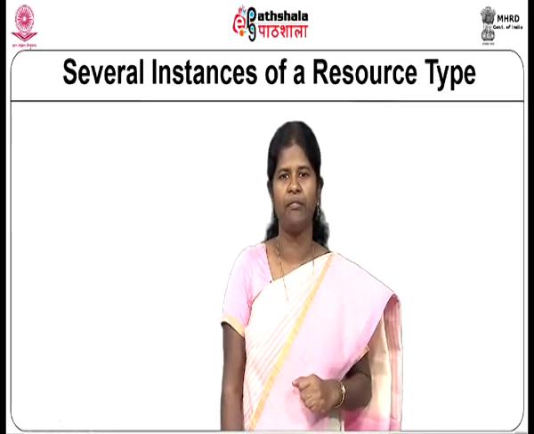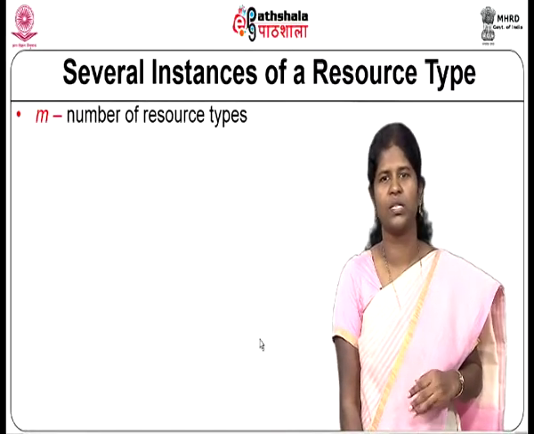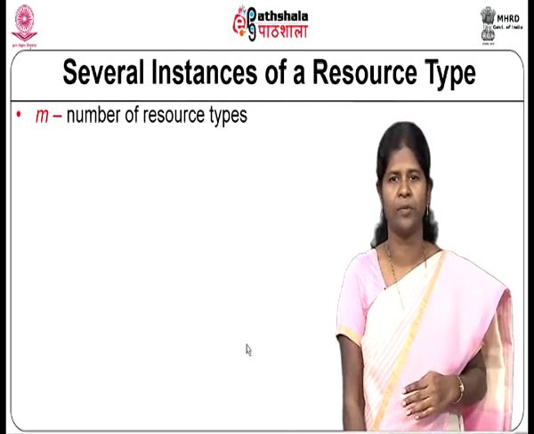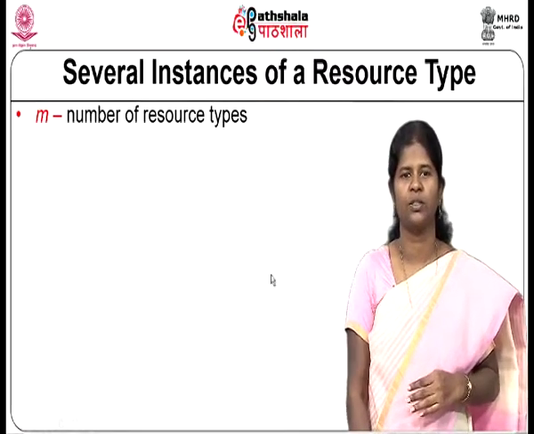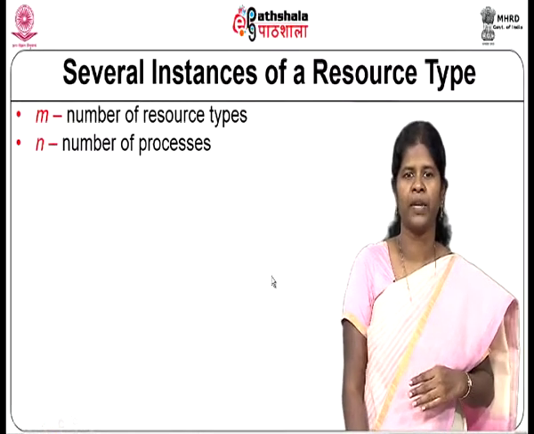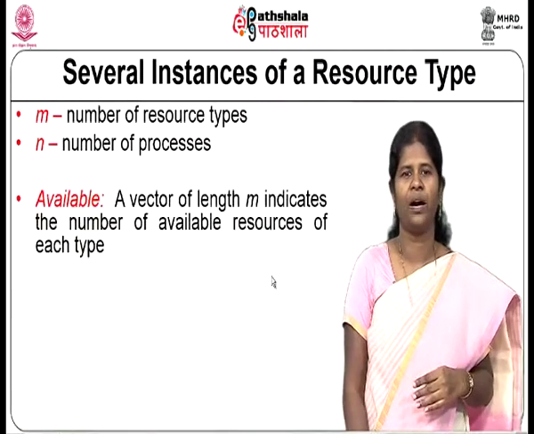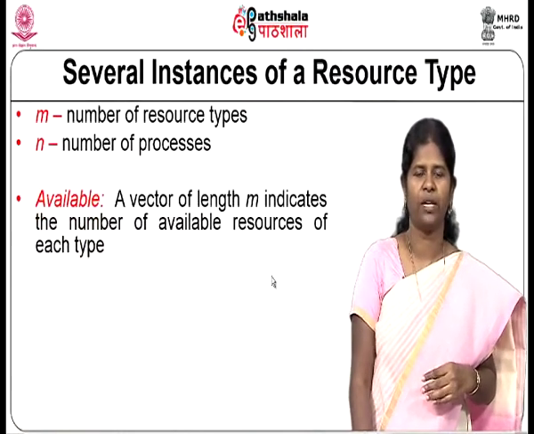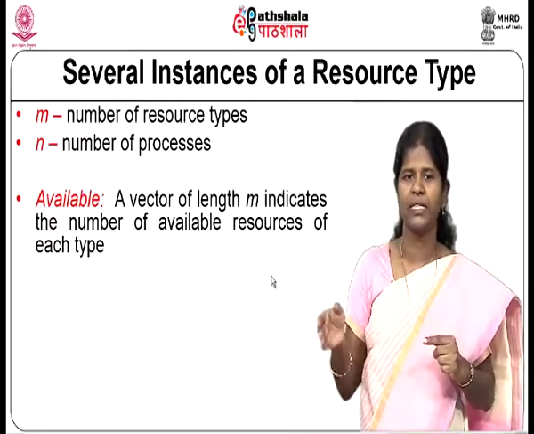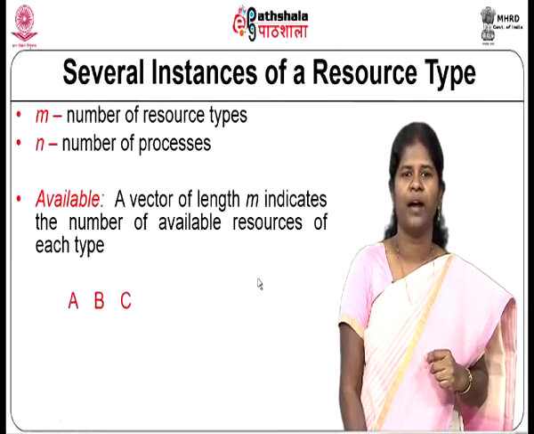So, when you have several instances of a resource type, then you can't use this wait-for graph, but you can use a variant of the Banker's algorithm for detecting deadlocks. M is the number of resource types available in the system, N is the number of processes available in the system, and you have a vector called available. You have an array of length M, with M elements, each corresponding to a resource type.